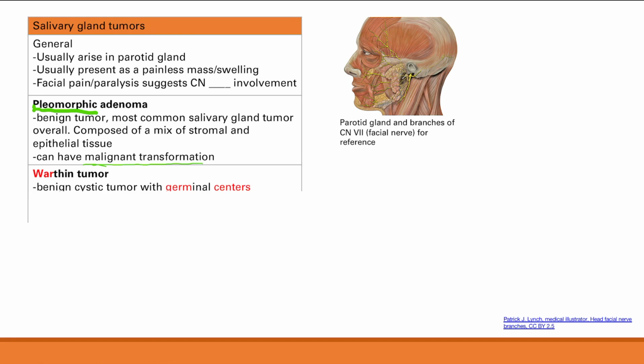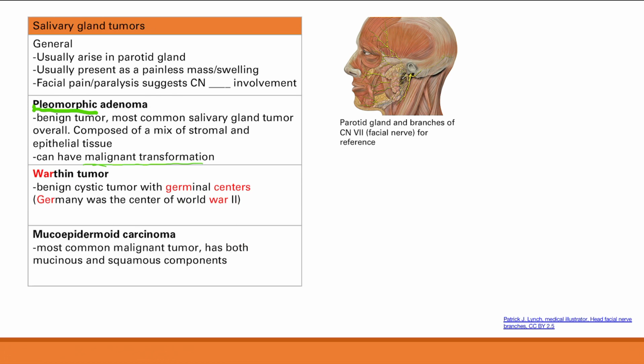Next is the Warthin tumor. This is another benign tumor. It's cystic, and it has germinal centers. That's all you need to know. Germinal center is basically, it looks like a lymph node. It's like a stroma that looks like a lymph node. Now, I remember this as war and germ. So I think of Germany. So Germany was the center of World War II. You could probably debate me on this, but that's just how I remember that you see germinal centers in the Warthin tumor.